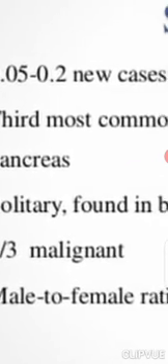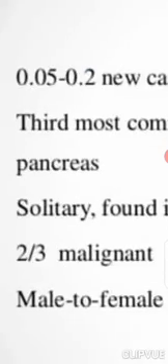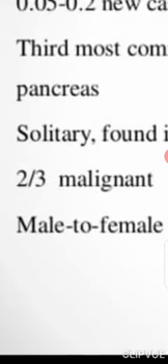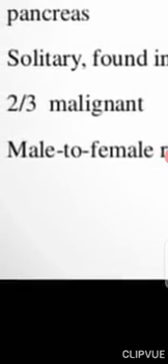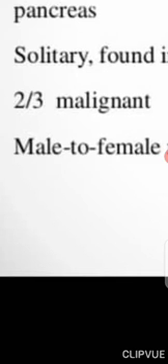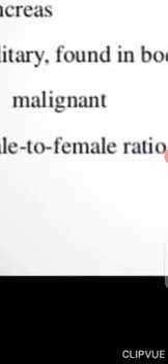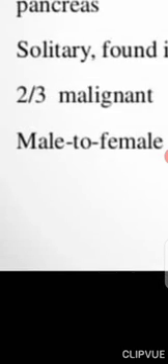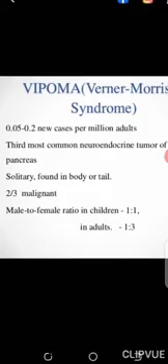Note that this VIPoma is the third most common neuroendocrine tumor of the pancreas. It is usually solitary in the body or tail. It's not like it's everywhere. It's usually solitary, found in the body or tail of the pancreas. Two-thirds of it is malignant. So majority of it is malignant. It's not a benign tumor. Male to female ratio in children is 1:1, but male to female ratio in adults is 1:3. So meaning in adults it is commoner in females than in males.